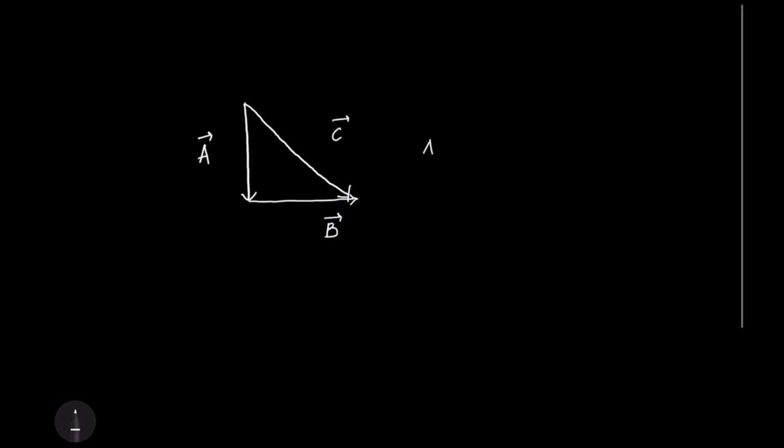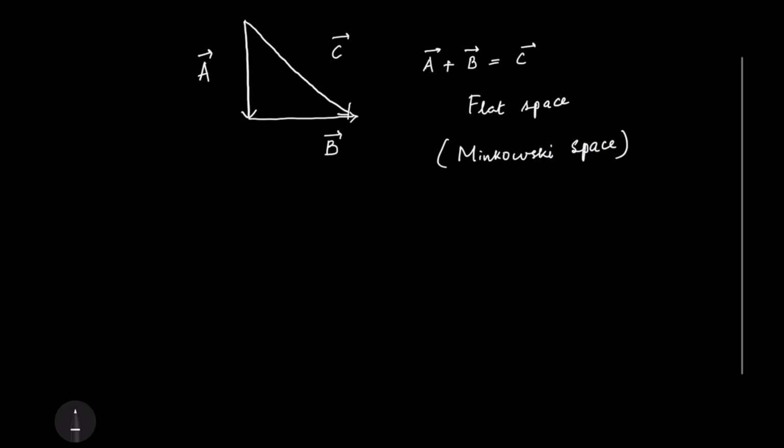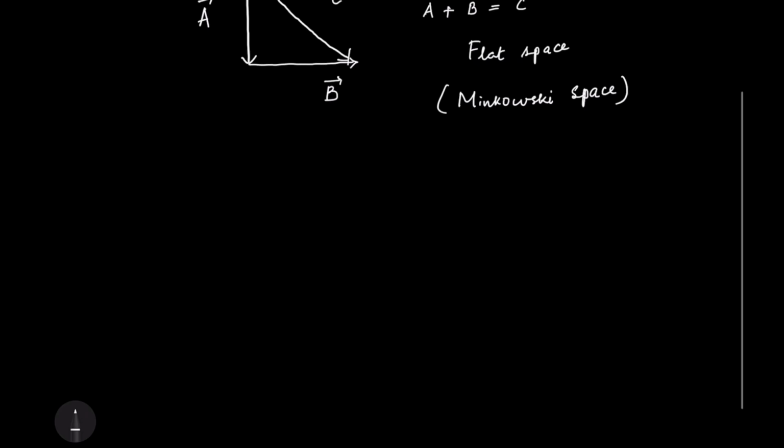But this is in a flat space or a Minkowski space. But what will happen to the definition of vectors when you consider a non-Euclidean space or a curved space-time or a Riemannian space-time? Then you cannot define the vectors in the same way as we have done so far, right? In a curved space-time, this vector space structure is lost. We'll see how it is.